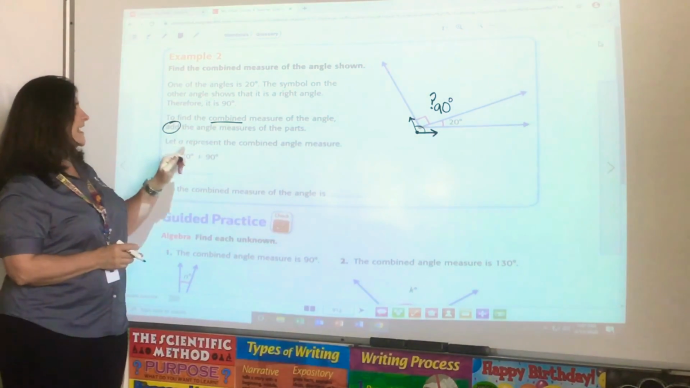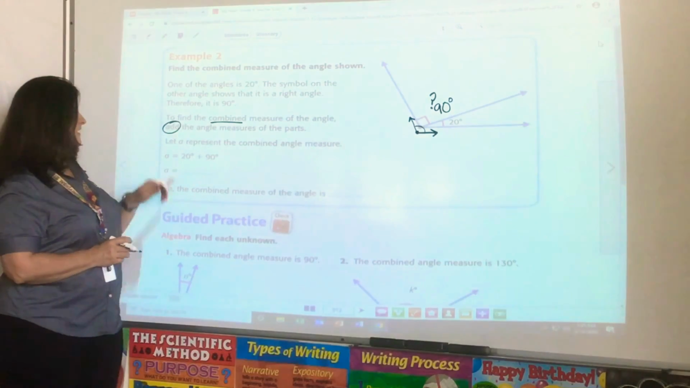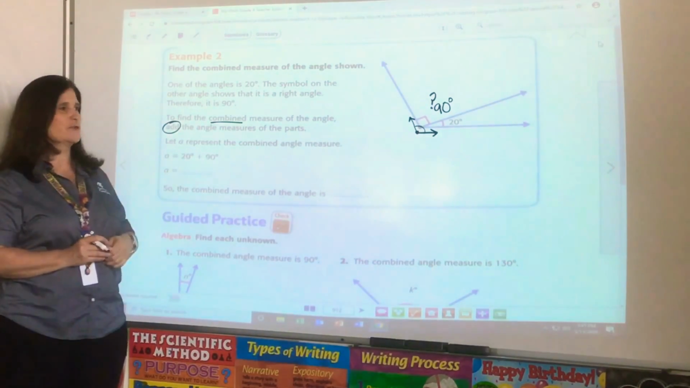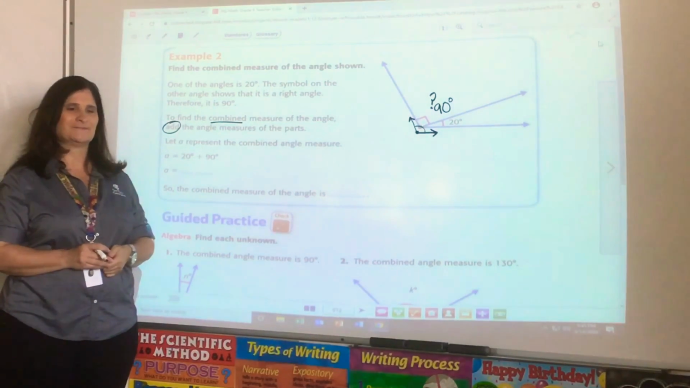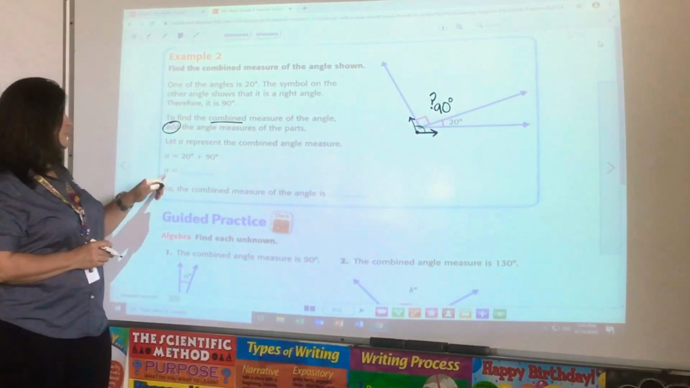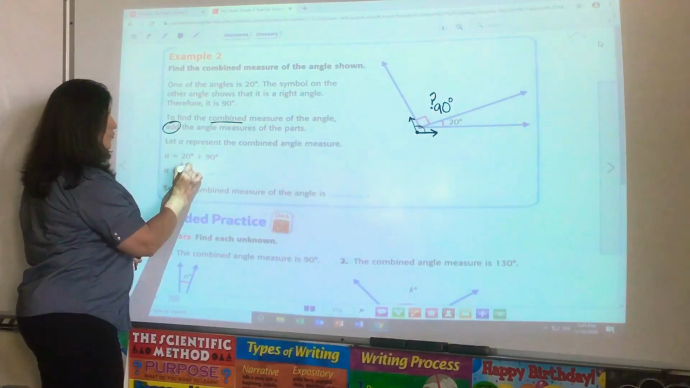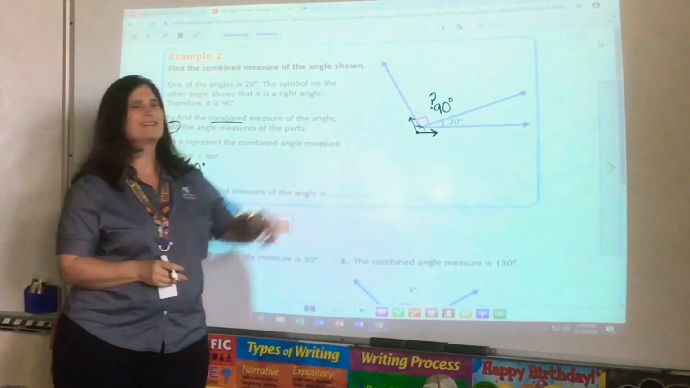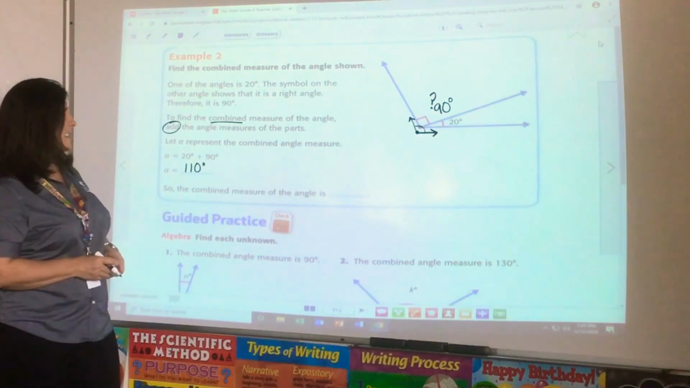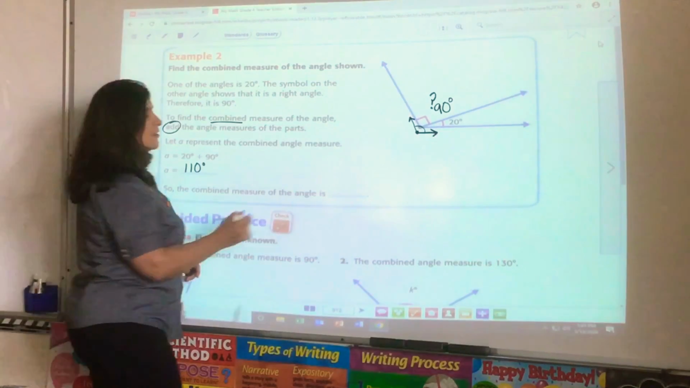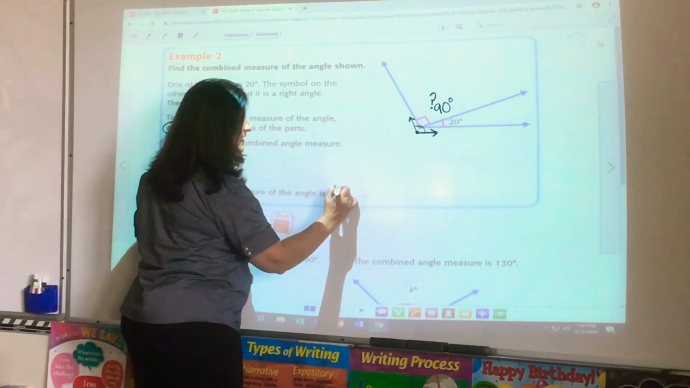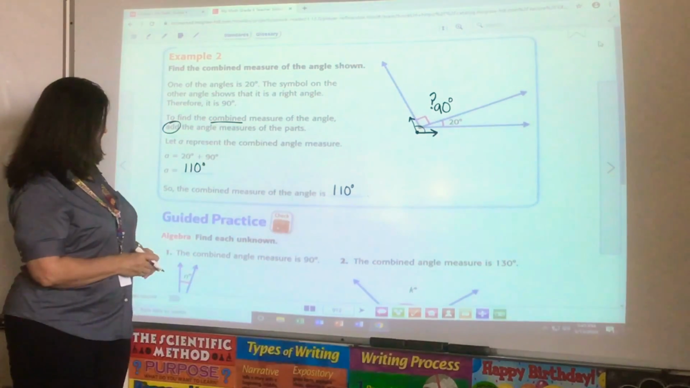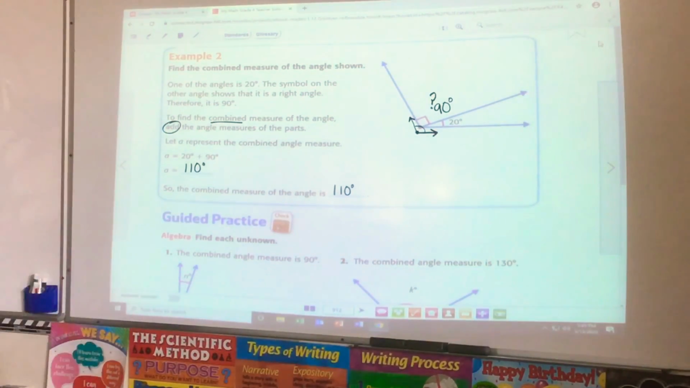So basically, let A represent the combined angle measure. A equals 20 plus 90, 20 degrees plus 90 degrees. Well, what is 2 plus 9? Yes, 2 plus 9 is 11. So A equals 111 degrees. Because what we're going to do is add. Okay? So the combined measure of the angle is 110 degrees. I think I said 111, but no, 110 degrees. Okay, let's go now to the guided practice.